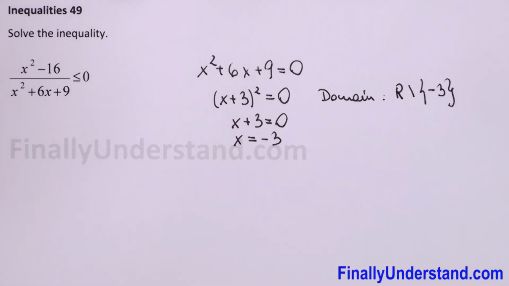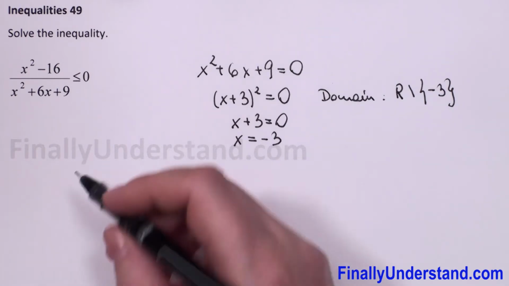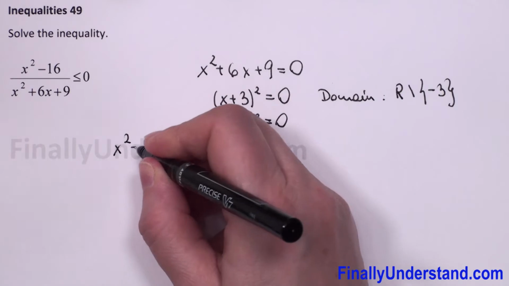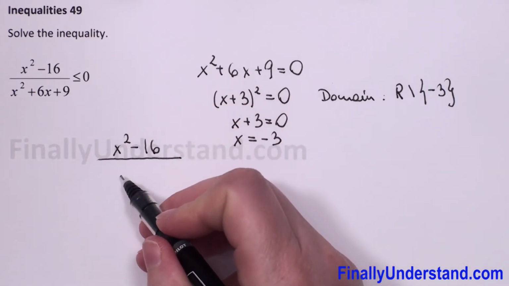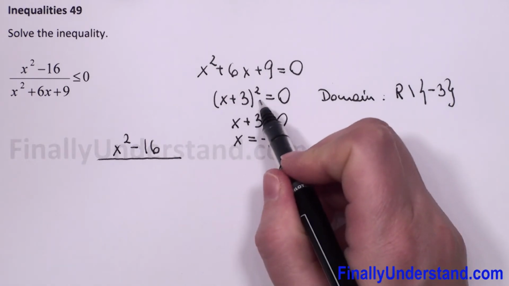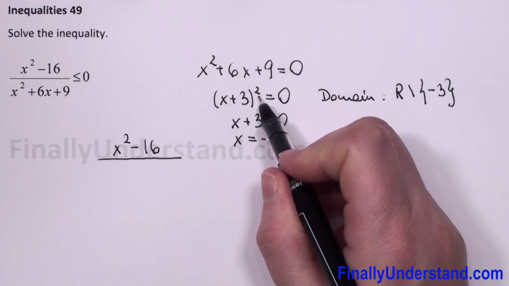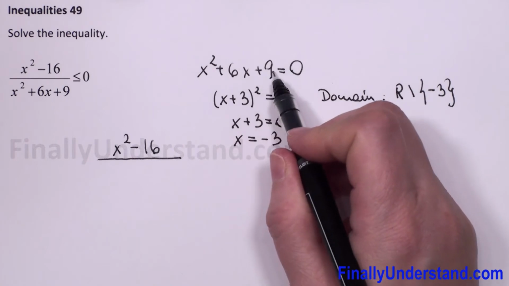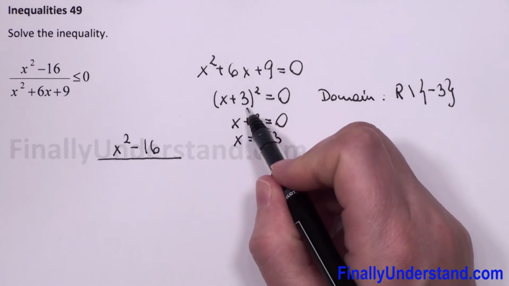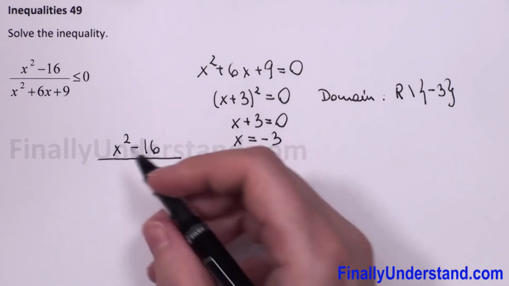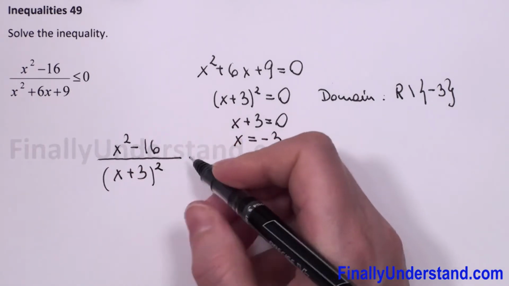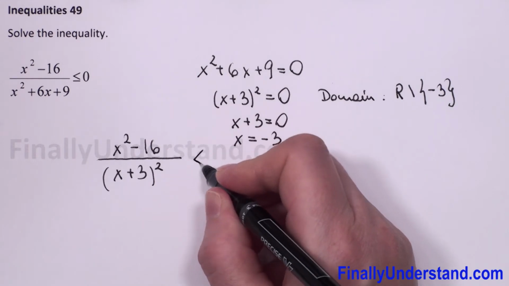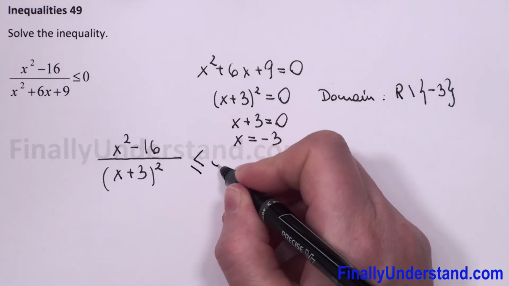Now we can come back to our inequality. Let me copy this example. We have x squared minus 16, and in the denominator I can put this expression because x squared plus 6x plus 9 is just x plus 3 to the second power. x plus 3 to the second power must be less than or equal to 0.